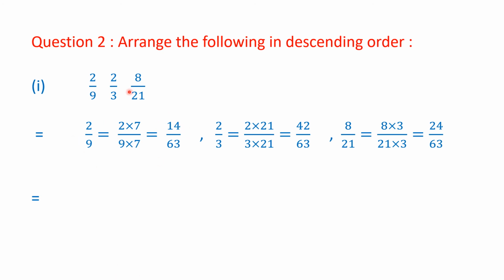Like that itself, 2 by 3 also you have to do. So 3 you have to convert it into 63. What do you do? You multiply it by 21. So when you multiply 3 by 21, you get 63. Why 63? Because the LCM is 63, right?